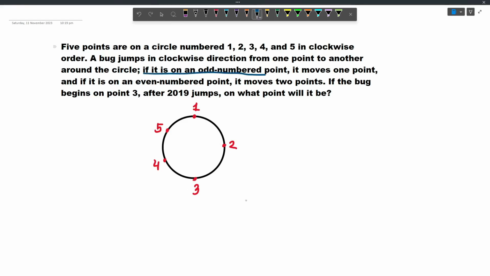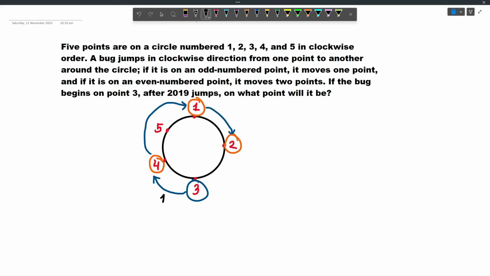If it is on an odd numbered point, it moves 1 point. Now, since 3 is an odd number, it will move only 1 point. And so on its first jump, it will be here. Next, 4 is an even number, and so it will jump 2 points on its second jump. And so it will be here. Next, 1 is an odd number, and so the bug will jump 1 point. And so it will be here.